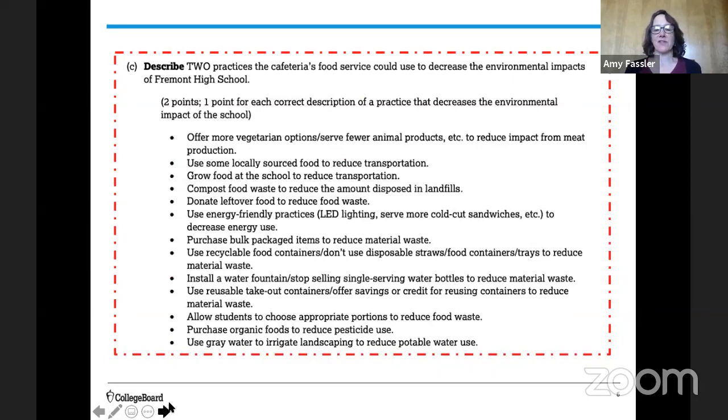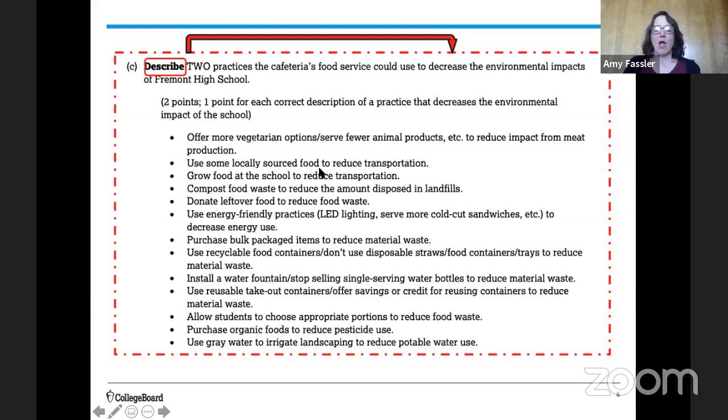Describe two practices the cafeteria's food service could use to decrease the environmental impact at Fremont High. And notice that term describe, I have to make sure that I'm describing. I can't just identify the practice. I can't just say offer more vegetarian options.